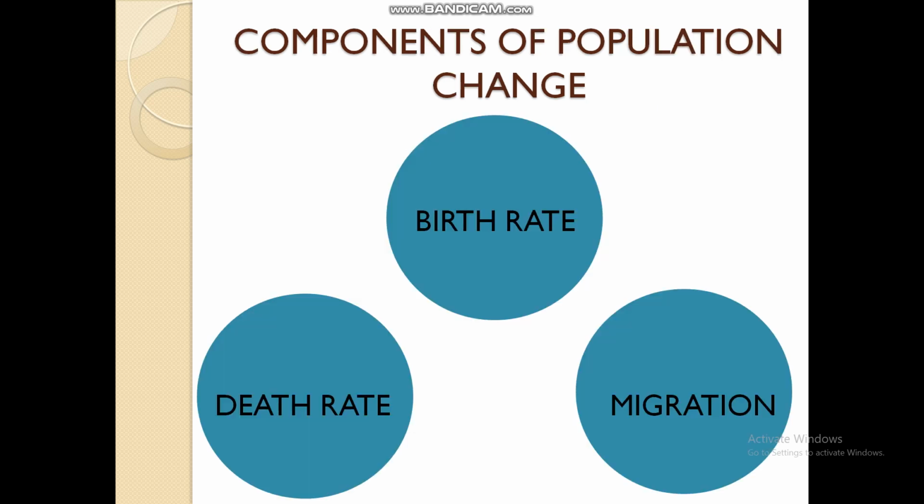Components of population change. First is birth rate. It is the number of live births in a year per thousand of population. Second is death rate. It is the number of deaths in a particular year per thousand of population. And third one is migration. It is the movement of people from one place to another for better opportunities.